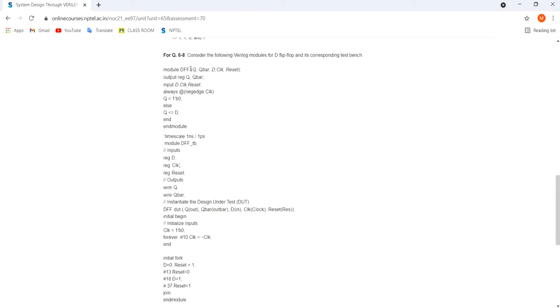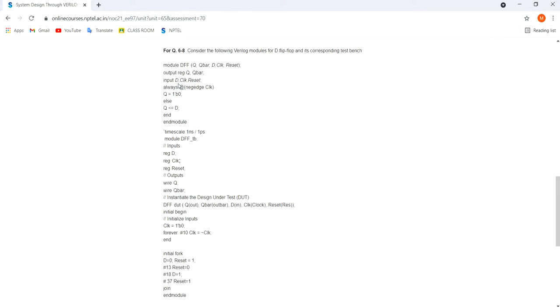In the normal Verilog code, Q and Q bar are the outputs; D, clock and reset are the inputs. For this D flip-flop we are using a negative edge clock. So if reset, Q is equal to 0, else Q is equal to D.